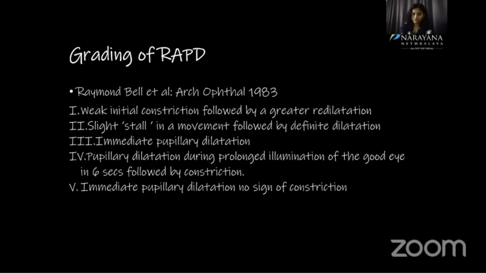So coming to the grading of RAPD, it is grade 1 if there is a weak initial constriction followed by a greater redilatation. Grade 2 if there is a stall in a moment followed by definitive dilatation. Grade 3 if there is an immediate pupillary dilatation. Grade 4 if there is a pupillary dilatation during prolonged illumination of the good eye. And grade 5, there's an immediate pupillary dilatation and no sign of constriction at all.